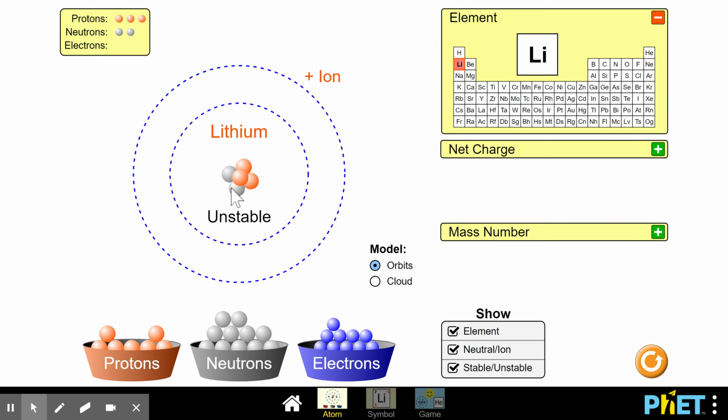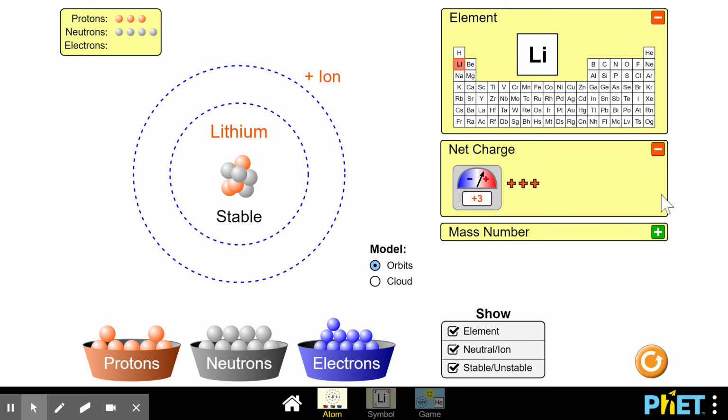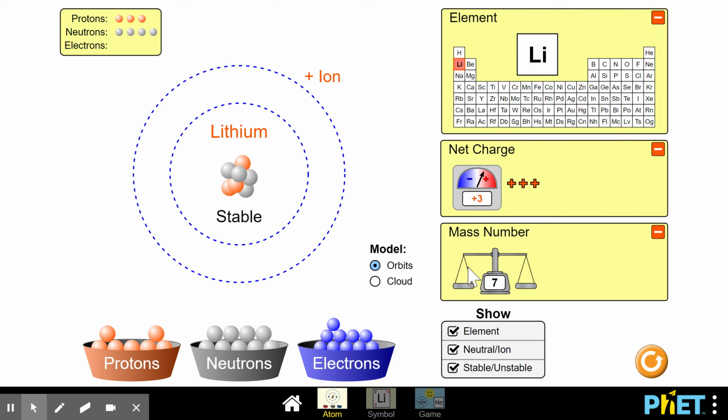So with two neutrons, it's not stable. With three neutrons, it is stable. And with four neutrons, it is stable. So stable isotopes of lithium include lithium 6 and lithium 7, meaning that it has 6 total particles in the nucleus, or meaning that it has 7 total particles in the nucleus. All right, and so here's our mass number of 7, and we can see that this is lithium 7, and that's exactly how I would write it.